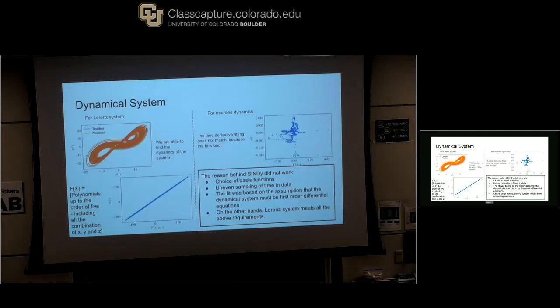Actually, my another group partner, Adelaide, calculated using the different bases, and she used the polynomial up to the order of 5, including all the combination of X, Y, and Z. And in Lorentz system, you can see the test data and predictions are on top of each other, and we are able to find the dynamics of the system. And when we plot the prediction and the data, it goes in a line.